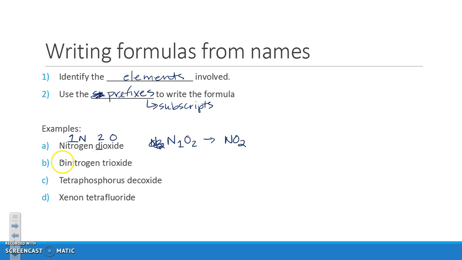Okay, dinitrogen trioxide. Well, that's 2 nitrogens and 3 oxygens, so we would write N2O3. We don't cross anything, we don't cross down or cross up on this one. It's just whatever the prefix is, that's the subscript for that element. The only time you worry about the crossing is when you get to your ionic compounds, which we've already learned. All right, tetraphosphorus, that tells us there's 4 phosphorus. Decoxide is 10 oxygens, so P4O10. And then xenon, there's 1 xenon. Tetra means 4, fluoride is F, so it would be XeF4.